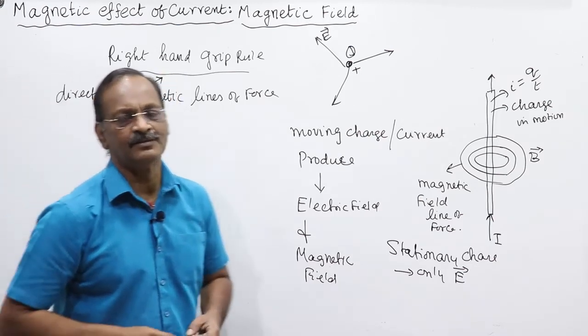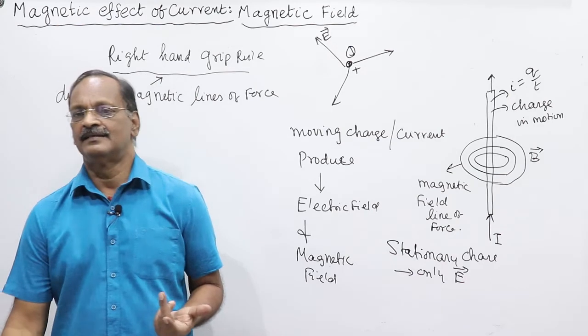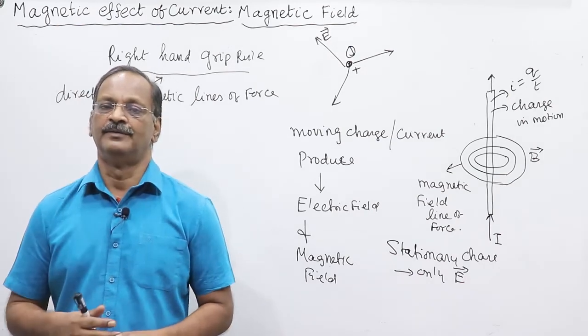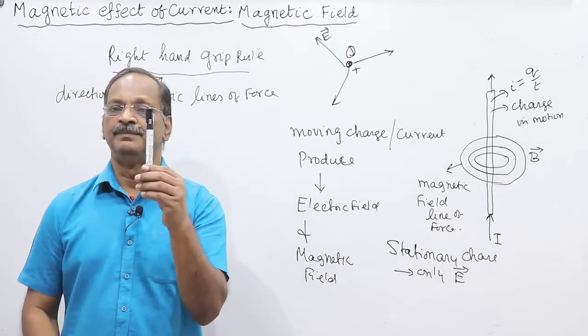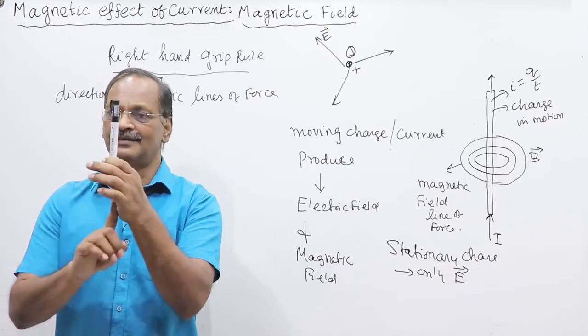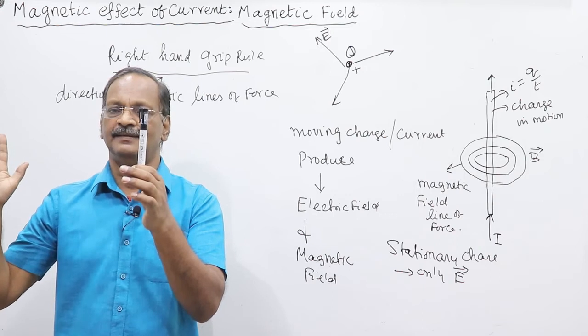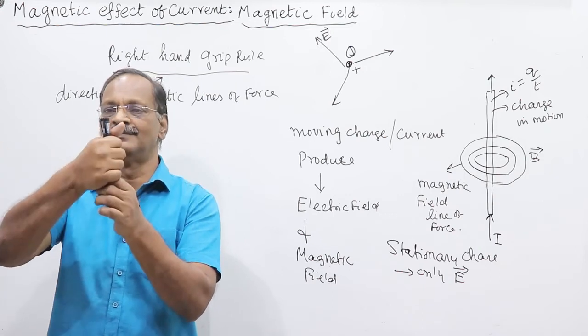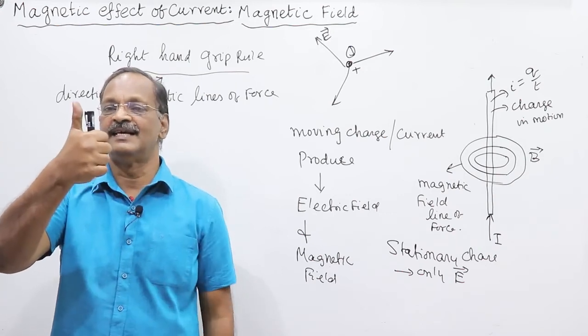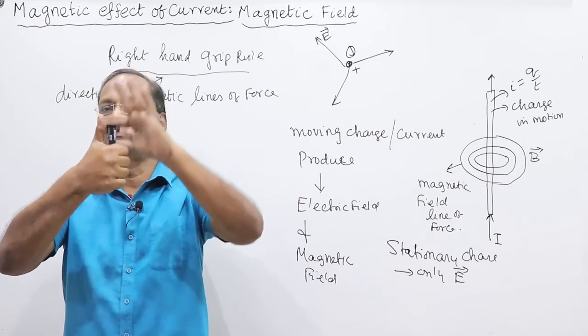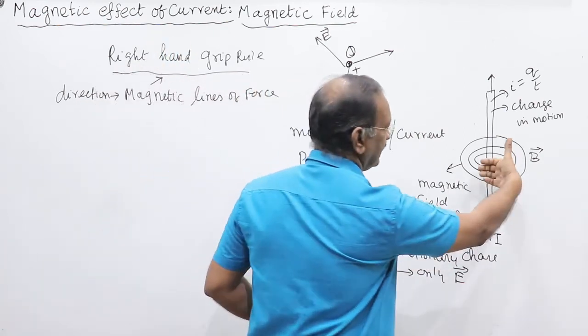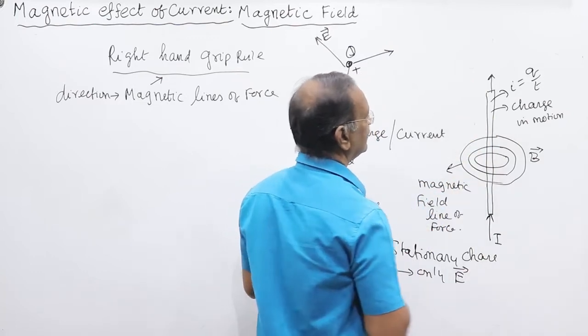This very basic rule we must have seen in the 10th class also. So how to find out? This is a wire. Grip the wire in which the current is flowing with the right hand, with the thumb facing in the direction of current. So we are gripping like this, with the thumb in the direction of current.